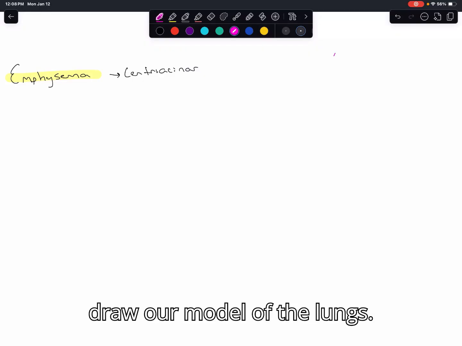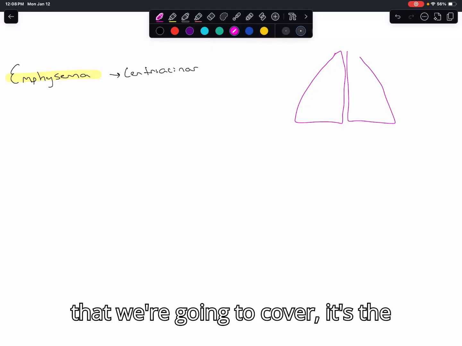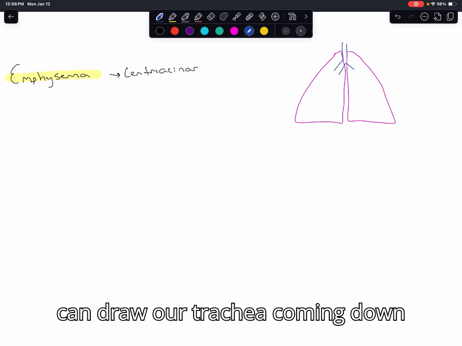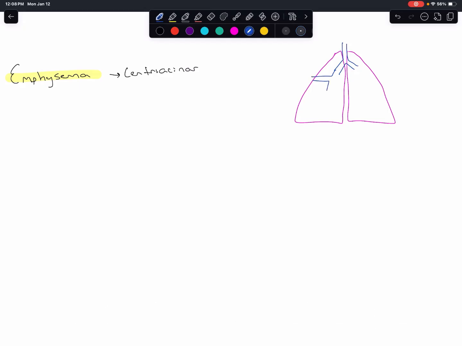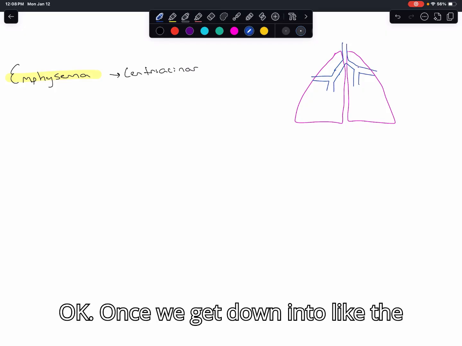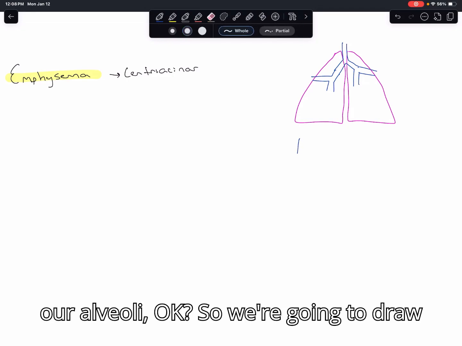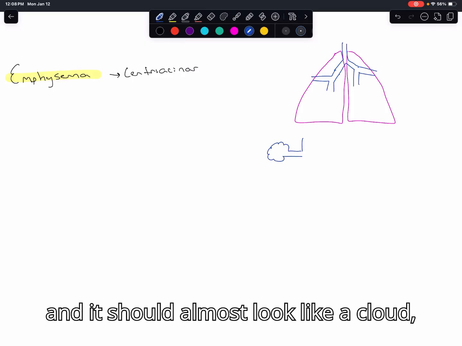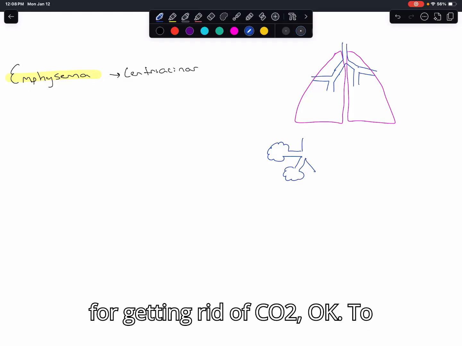So before we get into what causes it, let's talk about what part of the lungs is actually affected. So let's draw our model of the lungs. In both types of emphysema that we're going to cover, it's the alveoli that are actually affected. So we can draw our trachea coming down, splitting into our bronchi. These get split into our bronchioles. Once we get down into the periphery of the lung, then we get into our alveoli. So we're going to draw our alveoli structure. It should almost look like a cloud, like we have all this nice surface area for oxygen diffusion, for getting rid of CO2.